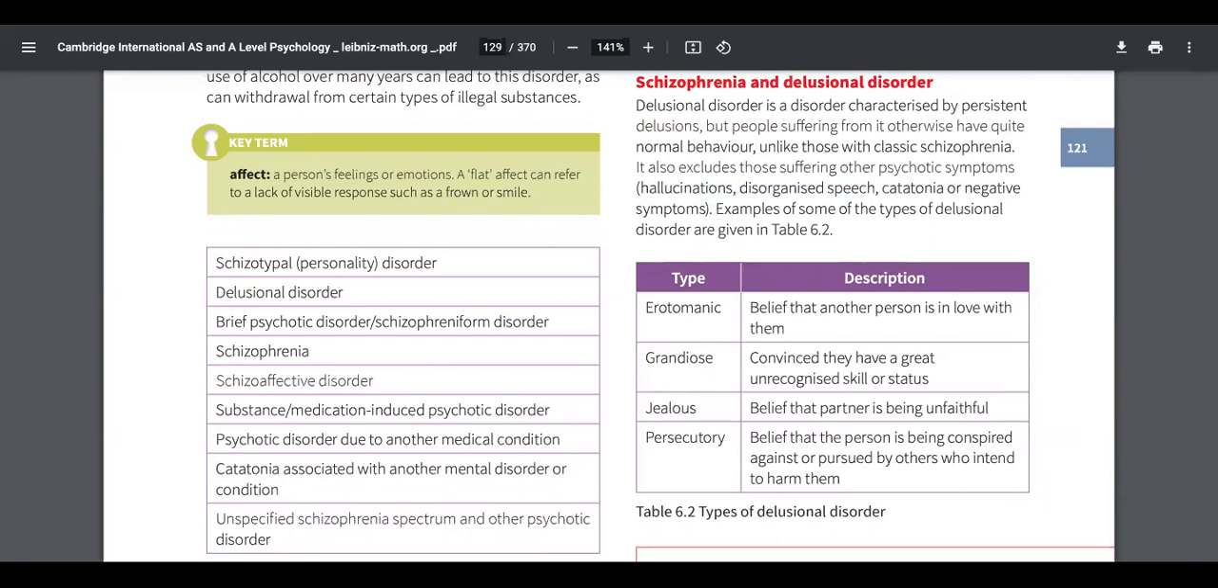Okay, we've got types of delusional disorders. So we have erotomanic, and delusions are basically false beliefs, so you're believing something that does not exist, that is not true. The first one they've given is that you believe the other person is in love with you. They're not, but you have this perception that this person loves me. Maybe they're just being nice to you. You presume, very presumptuously, on the basis of somebody's words or actions.